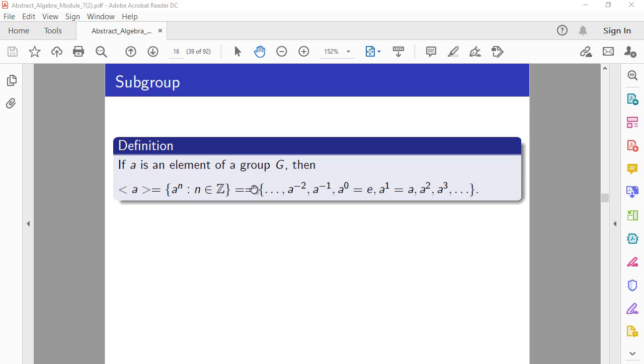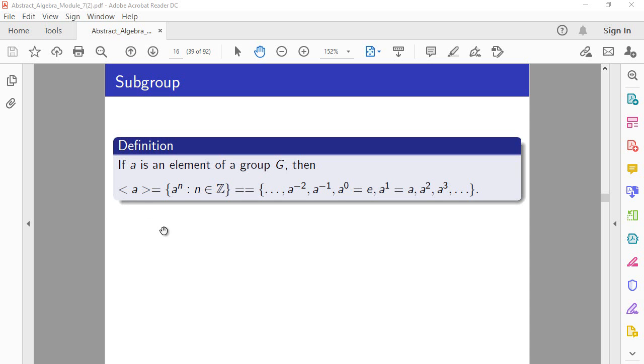So this is the set. I have a typo here, I don't need two equality signs here. So this is the set of all integer powers of A, including A to the 0, which is by definition the identity element of G. And we are writing A within the inequality symbols here. And so we call that the subset of G generated by A.